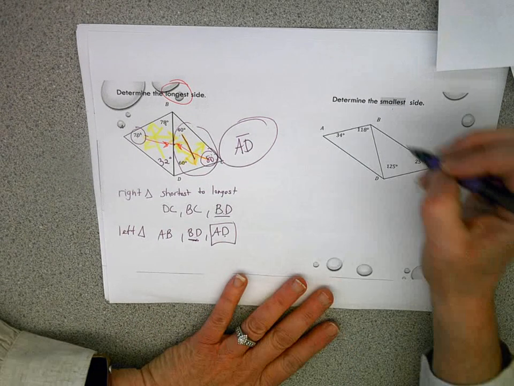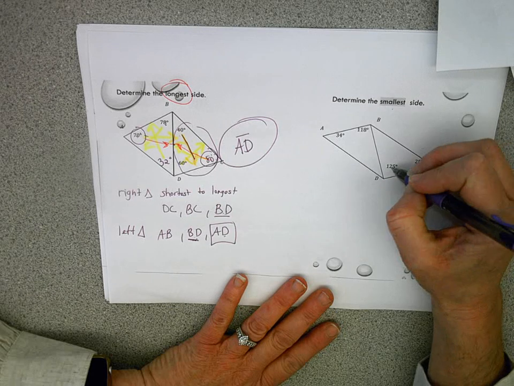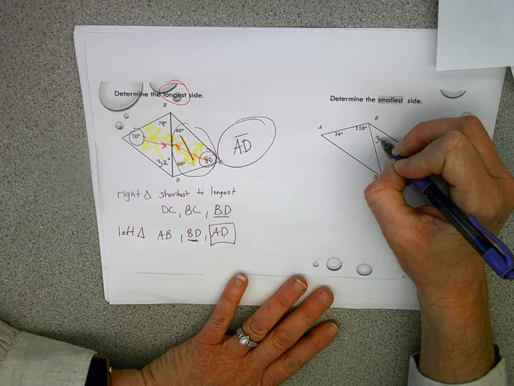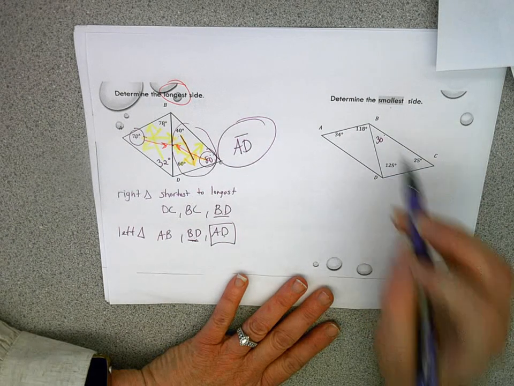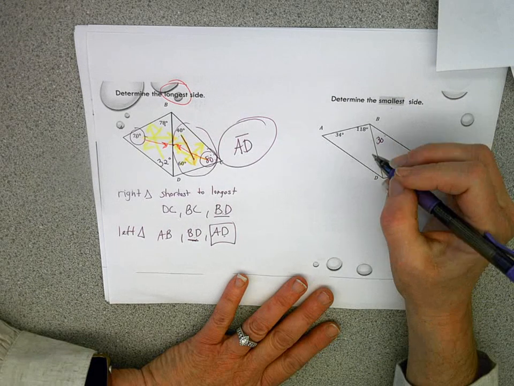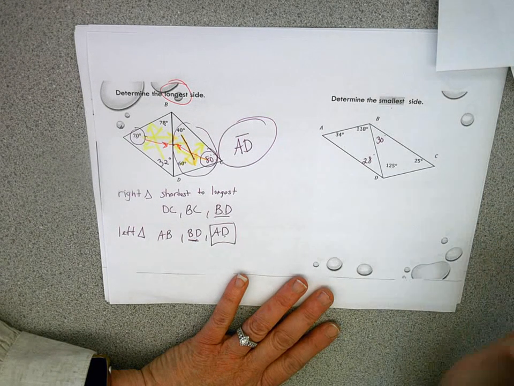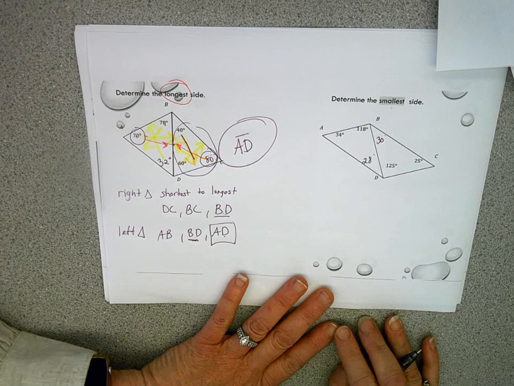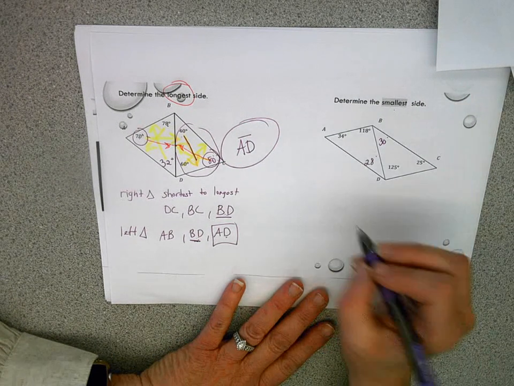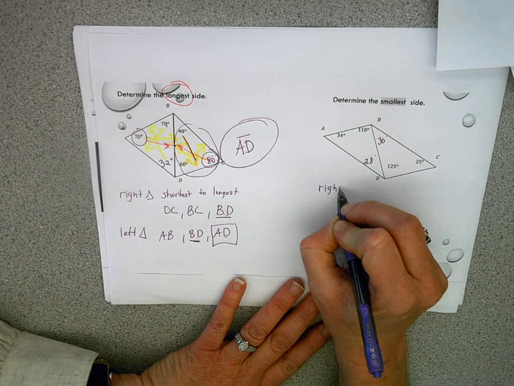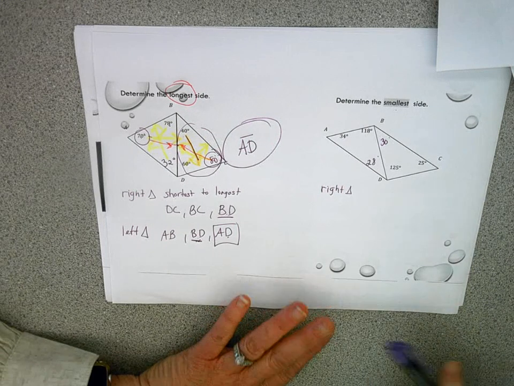Before I can start, I have to find the missing angles. That's 150, so this is 30. That's 152, so this is 28. Okay. I'm going to start with the right triangle. The smallest side in the right triangle.